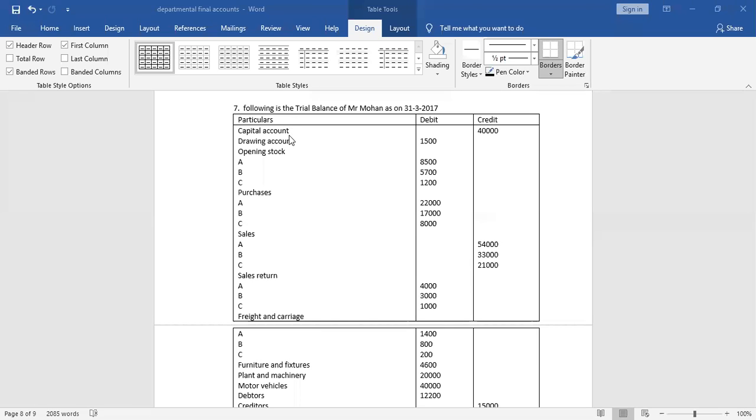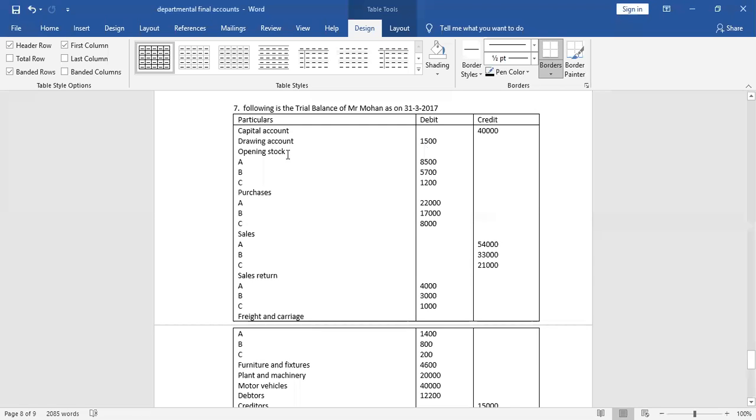So first one given is the capital. Capital is in the credit side. It is a liability. Drawing is in the debit side. It is deducted from the liability. It is minus from capital. Drawing is what the owner, Mr. Mohan, has withdrawn from business. So from capital we will minus drawing.